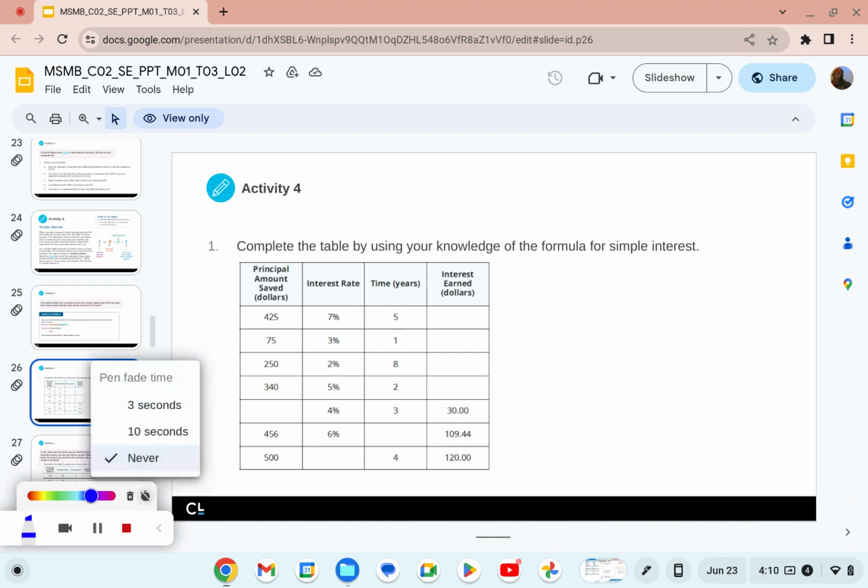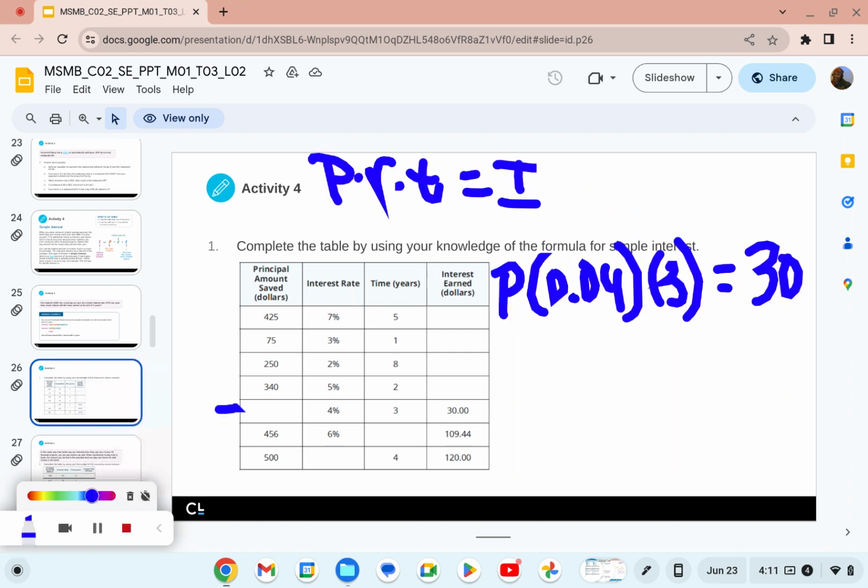Uh-oh, I didn't mean to do that. Sorry, guys. Let me fix that. All right, here we go. I rewrote it. So now I am going to start solving this problem.